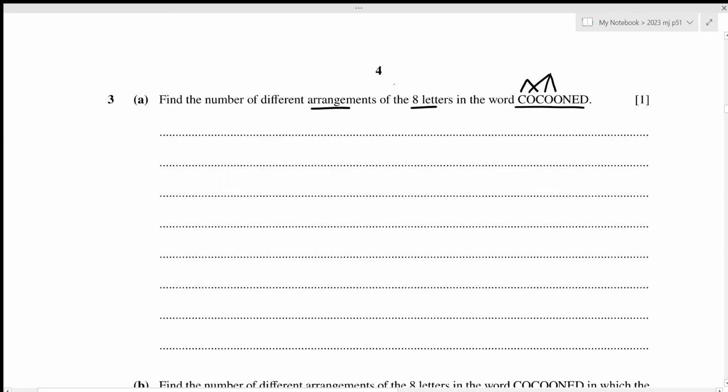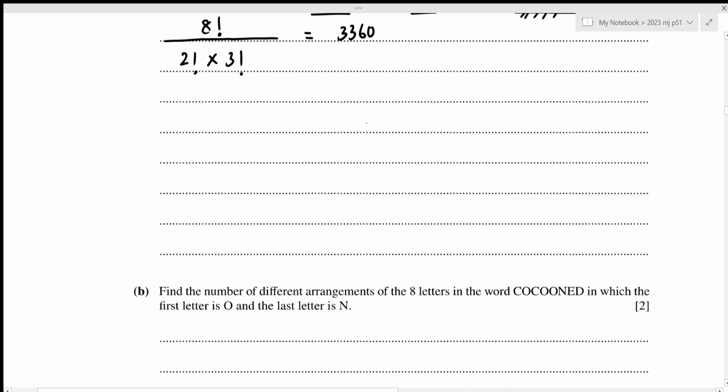We have no restrictions. So the first thing that we do is figure out the factorial of the total number of letters. That's 8 in this case. Now we divide it by the repetitions. So the first repetition we have is for letter C, where we have 2 repetitions. So that's 2 factorial. And the second repetition is for the letter O, where we have 3 repetitions. So 3 factorial. This gives the correct answer of 3360. That's all for this part.